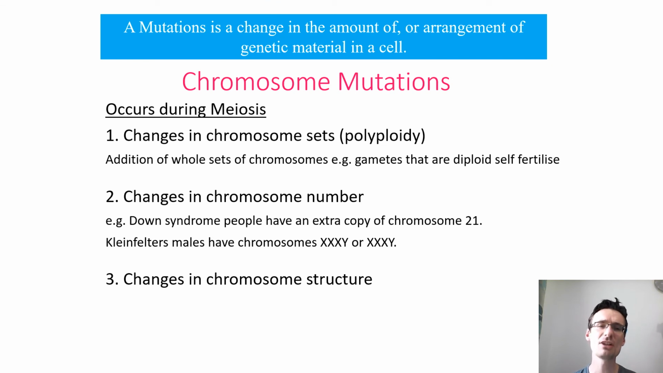Now, in terms of chromosome mutations, there are whole chromosome mutations that can happen in a couple of different ways. You can get changes in chromosome sets, which we call polyploidy. It does happen in plants sometimes, where you might get a pollen grain that, instead of having a haploid number of chromosomes, has a diploid number, so you end up with triploid instead of diploid.